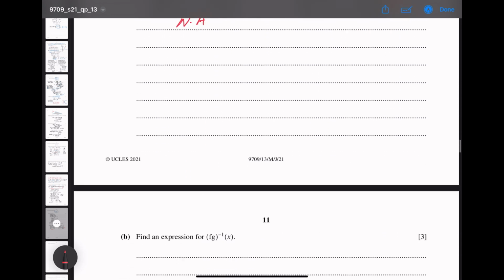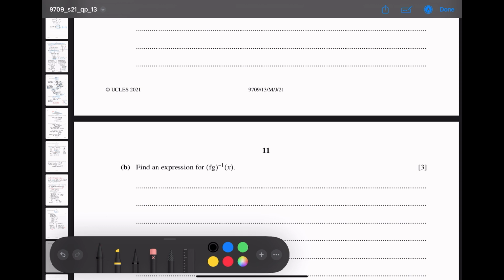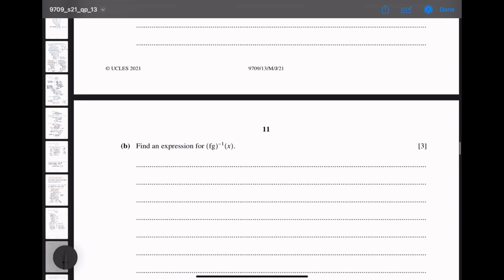Move to the next part of this question. Now we have to find the inverse of the composition of the fg function. So same method as we have done already in the questions of inverse. So first we put fg equal to y. We have the fg function.